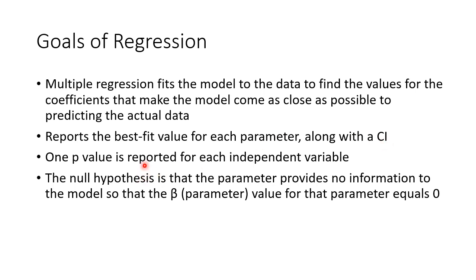And you'll see one p-value gets reported for each independent variable. We'll look at that in a second. But less than 0.05 is typically considered statistically significant, okay? And the null hypothesis would be that the parameter provides no information and that value would equal 0. So what you're going to find when you look at the confidence intervals is that if it crosses 0, that's an indication of a non-significant finding, okay?